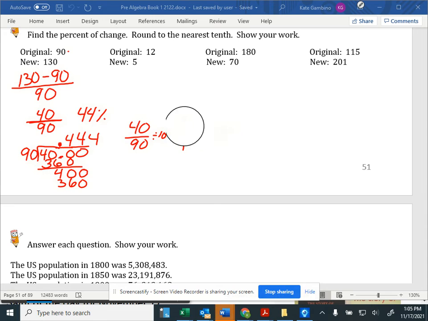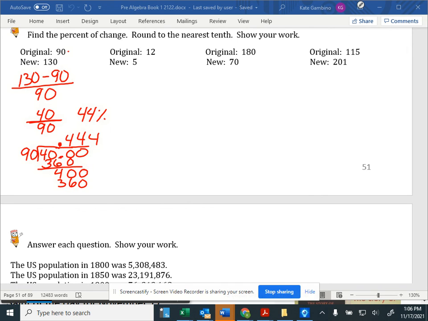Andrea? I have a question. So if the original is 90 and the new is 130, you did 130 minus 90. Yeah, we're not going into negative numbers. You always put the big number first because you want to find the difference between the two. Oh, okay. So it doesn't matter if the original is bigger or smaller. To find the difference, you always put the big number first and subtract out the smaller number. Okay.